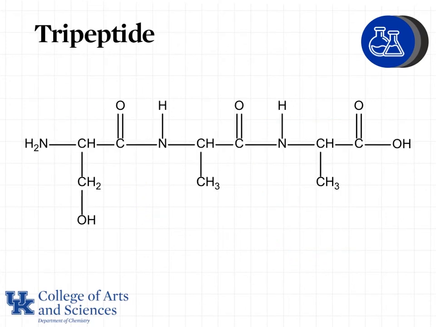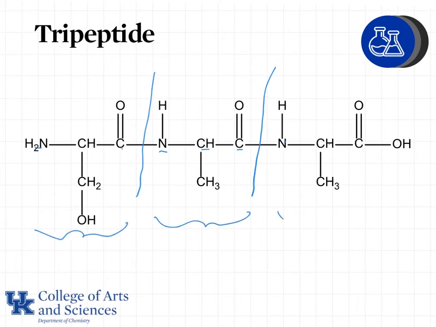Not surprisingly, a tripeptide has 3 amino acids in it. If we look, we can identify where those are. So here's the first one because I have my NCC. Then I have NCC, so there's my second one, and then NCC with the OH at the end. So these are the 3 amino acids that make up the tripeptide.